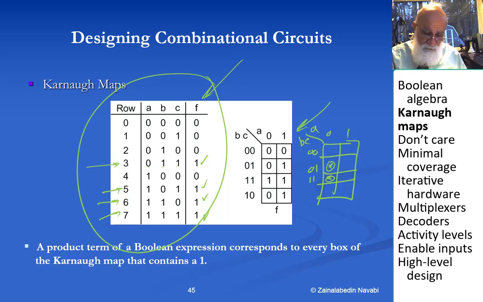All right, so I start with this Karnaugh map here, and this is 0, 0, 0. That means box number 0, box number 1, box number 2, 3, 4, 5, 6, 7. And let's put a 1 in position 3, 5, 6, and 7. So this is the Karnaugh map. Okay?